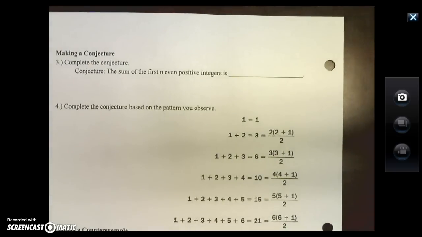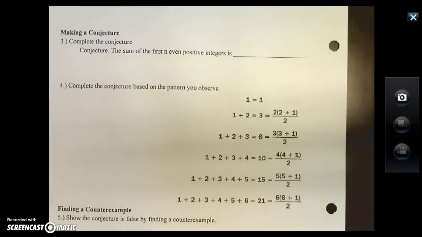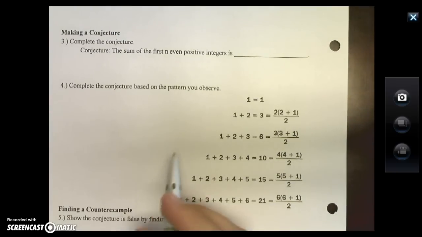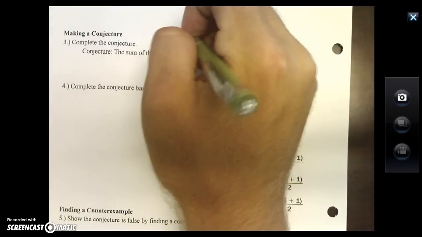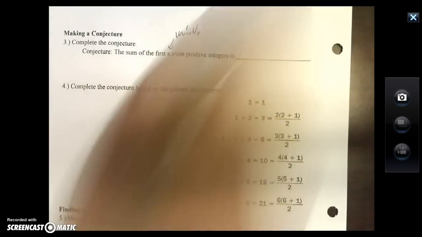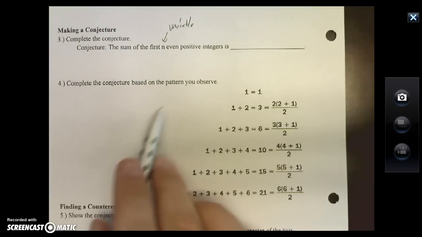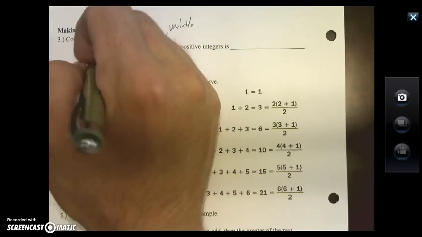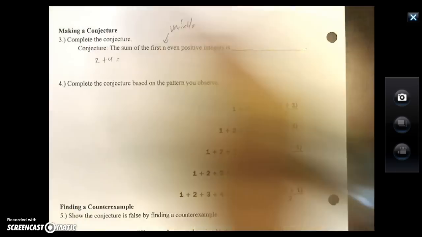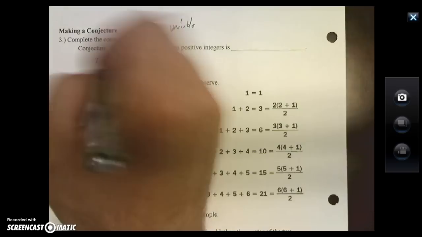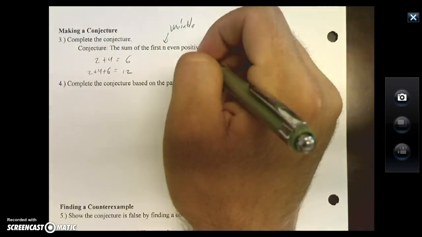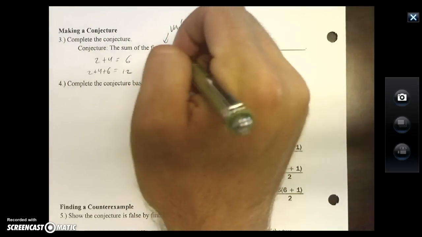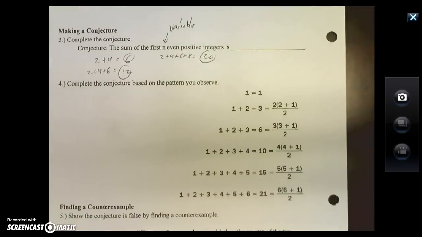Making a conjecture. The sum of the first n even positive integers is what? Now, when it says n even positive integers, this is a variable, which you have seen before. My handwriting's terrible. I apologize. Positive integers and even. So we're saying something like this: 2 plus 4 is what? 6. 2 plus 4 plus 6 is what? 12. 2 plus 4 plus 6 plus 8 is 20. So these are the sums of our first n even positive integers.